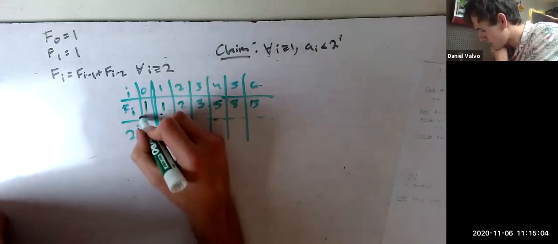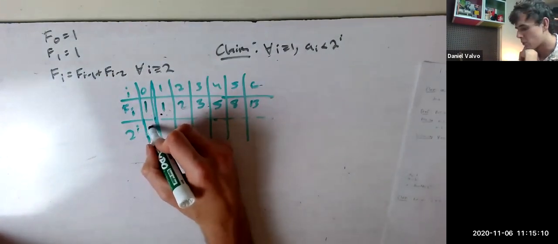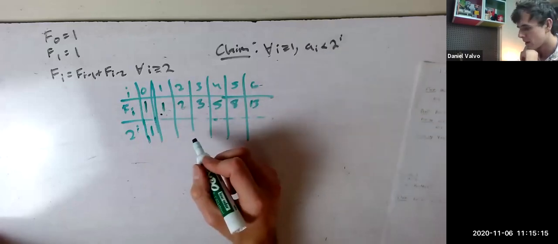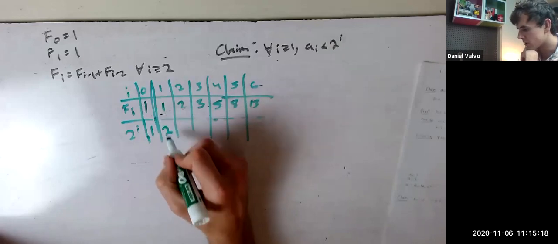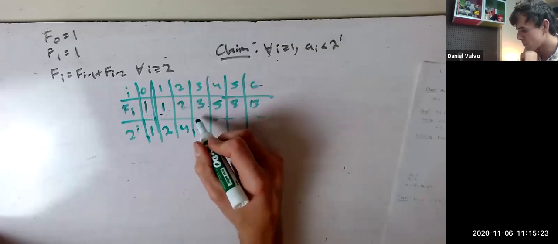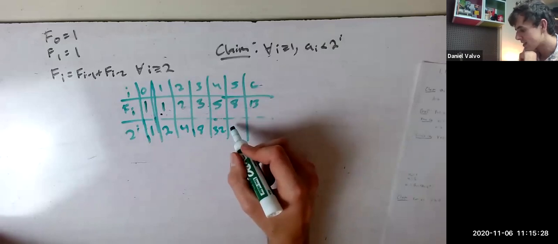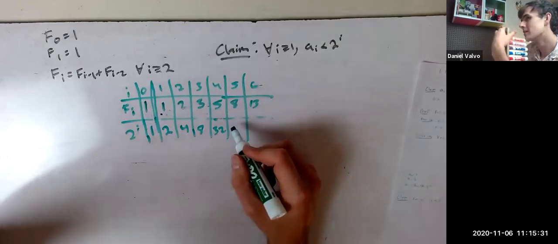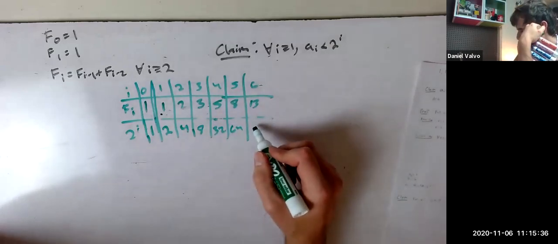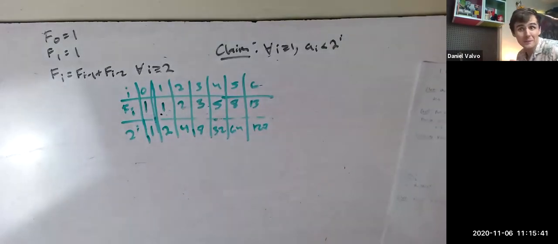How does this compare? Well, 2 to the 0 is just 1. So here, 2 to the i is not strictly bigger than F of i. But 2 to the 1 is 2, which is strictly bigger than 1. 2 squared is 4, bigger than 2. 2 to the 3rd is 8, bigger than 3. 2 to the 4th is 16, bigger than 5. 2 to the 5th is 32, bigger than 8. 2 to the 6th is 64, bigger than 13. So not only is it bigger, it's way bigger, right?